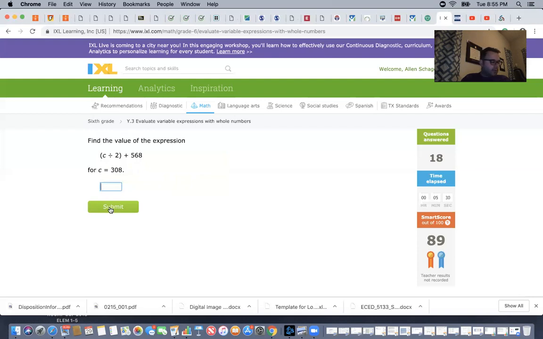I'm going to check that because I don't want to get this wrong because I want to finish. Looks like I'm right on the money. 154 plus 568. Oh. See, I told you it's good to write this stuff down because you don't want to have to redo it. 722.